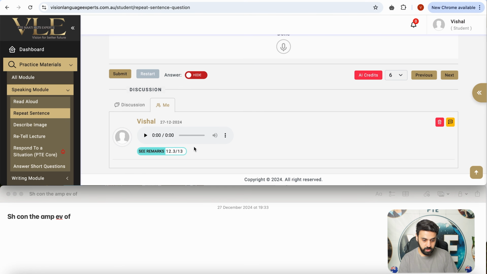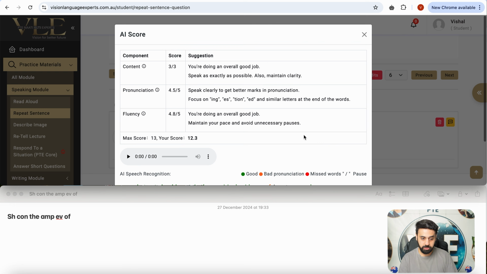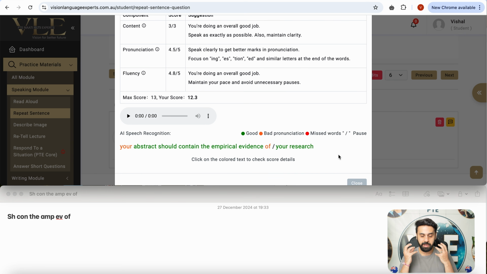Now, let me show you the scores I have got. I have checked the scores. I've got 12.3 out of 13, which is really a good score considering I'm not using any headphones. This is a hybrid strategy our students are also using. So use this strategy as a hack for your repeat sentences, and definitely you will see the improvement in your scores.